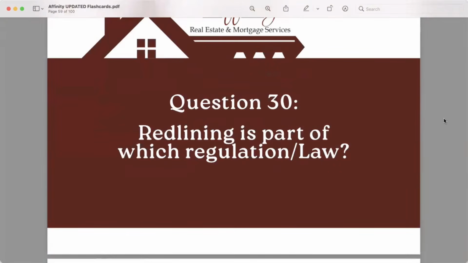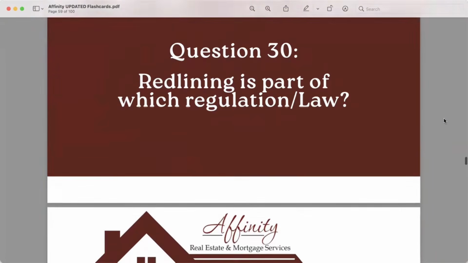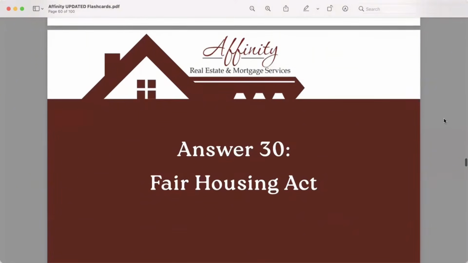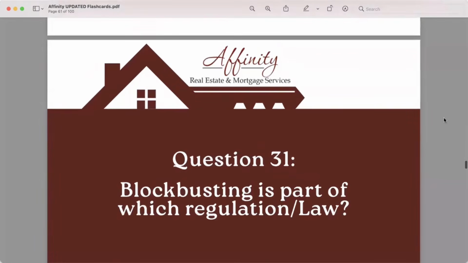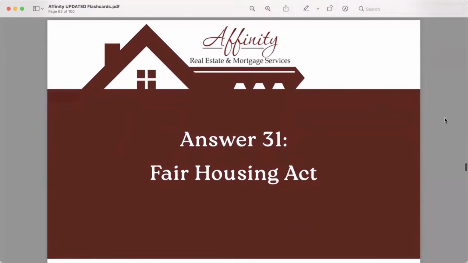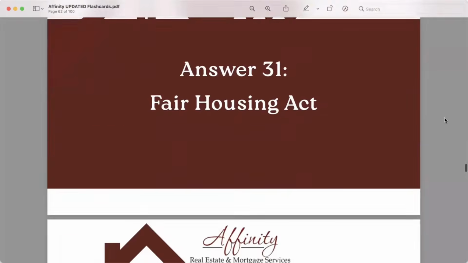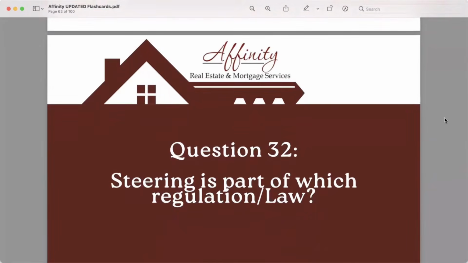Question number 30. Redlining is part of which regulation/law? The answer is Fair Housing Act. Question number 31. Blockbusting is part of which regulation/law? The answer is Fair Housing Act. Question number 32. Steering is part of which regulation/law?